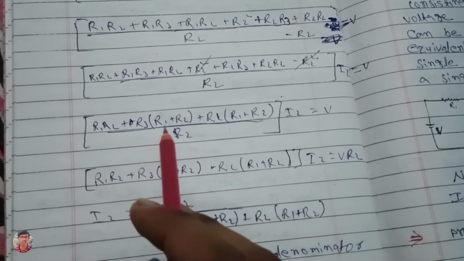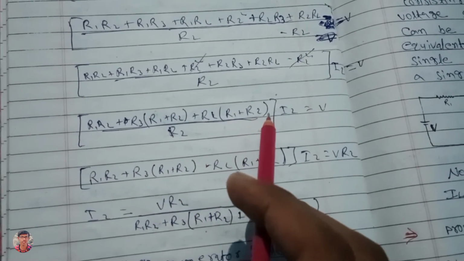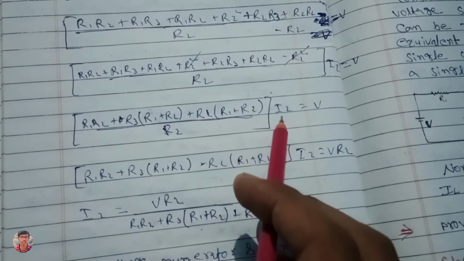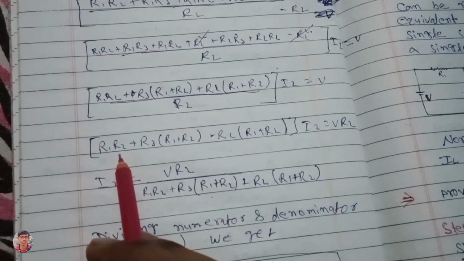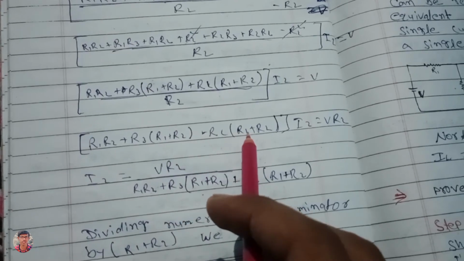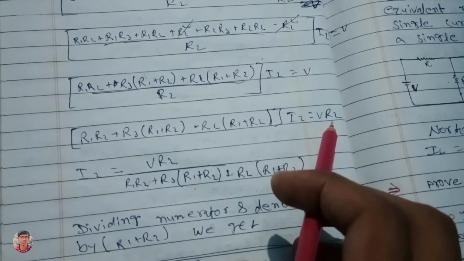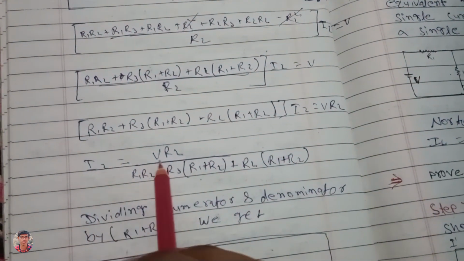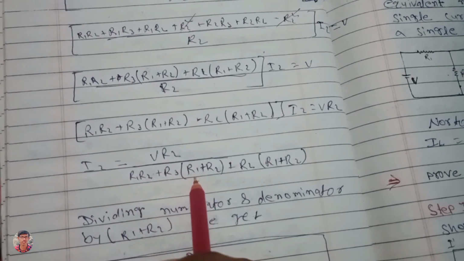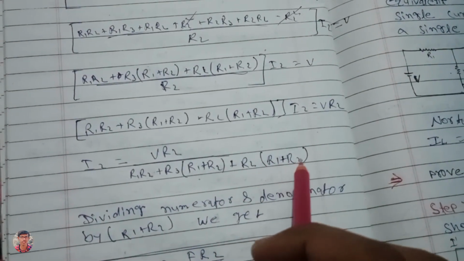R1 RL plus R3 R1 plus R2 bracket plus RL R1 plus R2 bracket by R2 bracket close I2 equal to V R1 R2 plus R3 bracket R1 plus R2 minus RL bracket R1 plus R2 bracket close I2 equal to V R2. I2 is equal to V R2 by R1 R2 plus R3 R1 plus R2 bracket plus RL R1 plus R2 bracket.